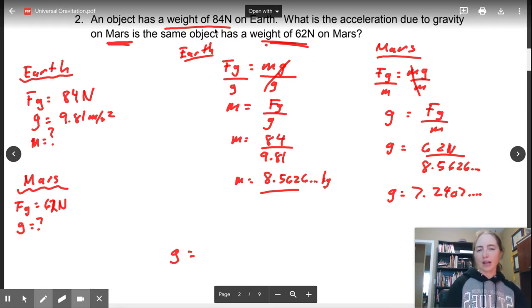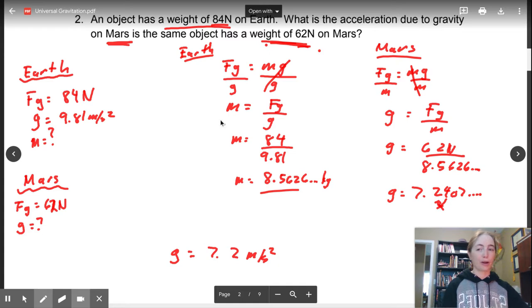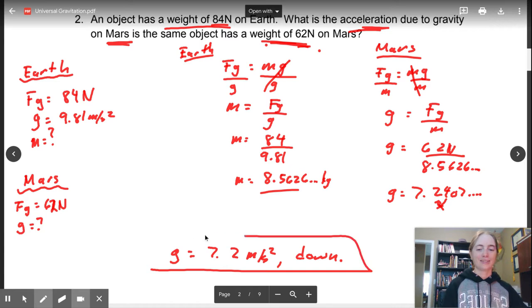Now, 2 sig digs, so that means I want 2 sig digs. Well, that's not going to round up. So, ladies and gentlemen, we've got 7.2. It's acceleration, so meters per second squared. I said acceleration. I didn't say magnitude. Sounds good, guys? All right.